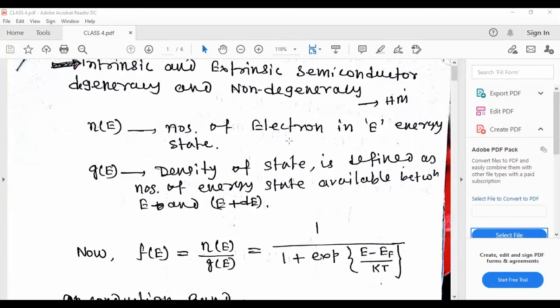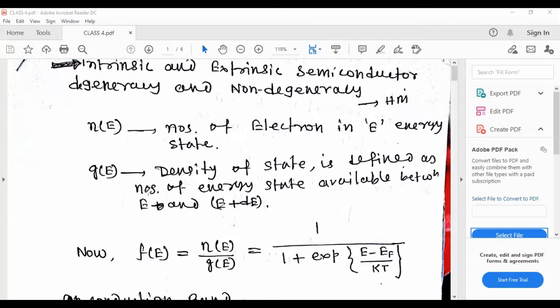Now, what is G of E? G of E is the total number of available states, called the density of state, defined as the number of energy states available between E and E plus delta E. Here, G is the density of state, defined as the number of energy states available between E and E plus dE. So that means what?